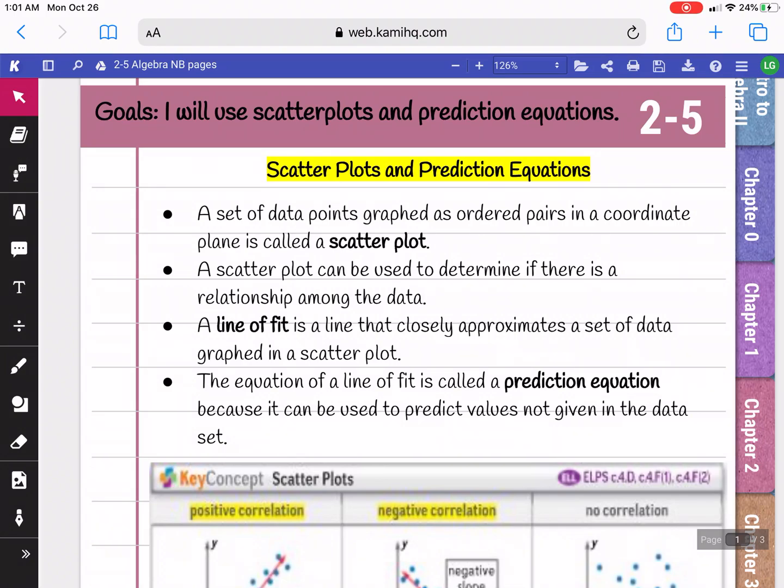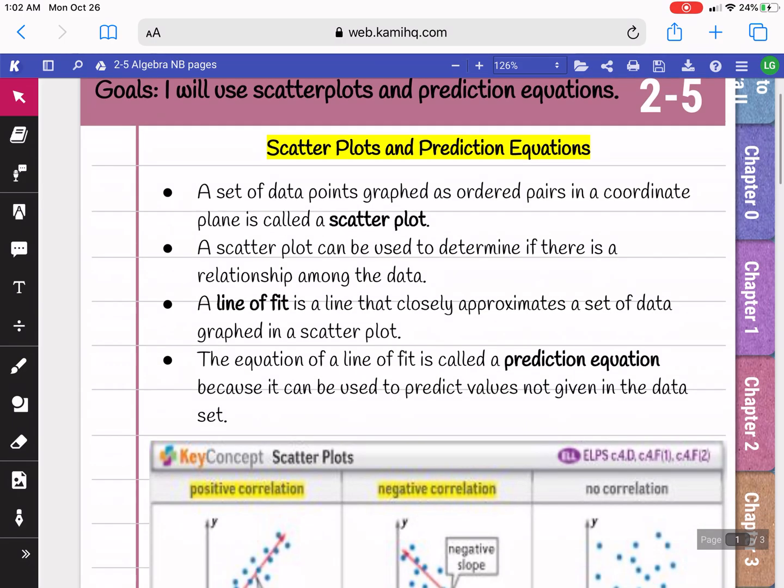In topic 2.5, we're going to be using scatterplots and prediction equations. A scatterplot is just when you're modeling data. You'll take your ordered pairs from your data set and model them on a graph. It will look scattered because in the real world, data is not always perfect. You can then use your scatterplot to determine if there's a relationship among your data.